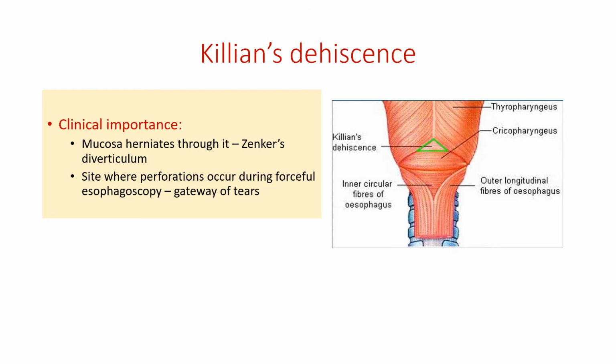What is the clinical importance of this Killian's dehiscence? The mucosa of the pharynx can herniate through this weak spot, and this herniation is known as Zenker's diverticulum. This Killian's dehiscence is also the site where perforations can occur during forceful esophagoscopy. So this is the gateway of tears.